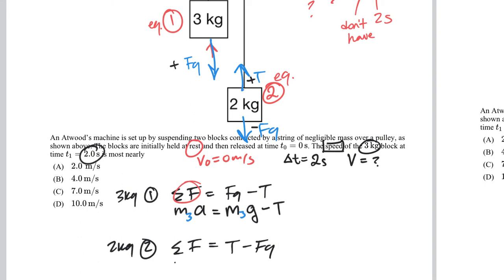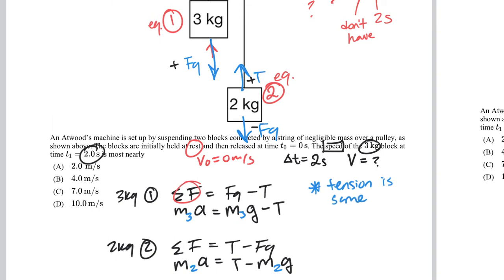For equation number 2, we're going to replace F with ma. So if we replace F with ma, we're going to replace it with m2a, just to label that this is the 2 kilogram block. Bring down tension, and then force of gravity is going to be m2g. We're going to label that this is for the 2 kilogram block. So the thing I know about Atwood's machines is that the tension is going to be the same. So the tension is the same for this particular Atwood's machine.